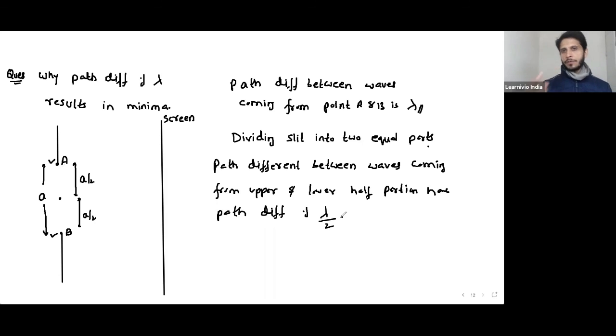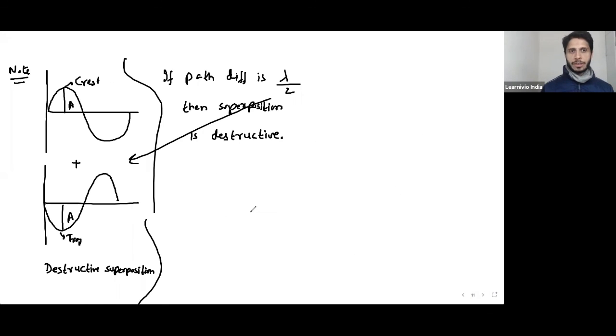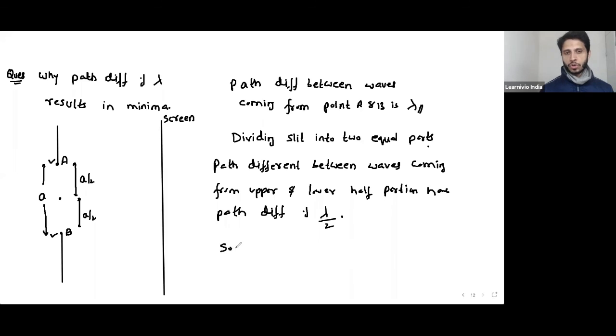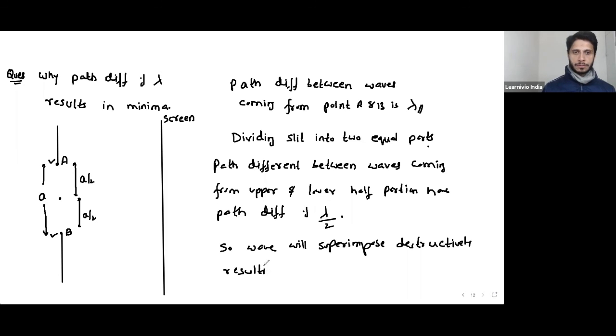Now, if they have a path difference of lambda by 2, we have already seen that they will superimpose destructively. So waves will superimpose destructively, resulting in minimum. So this is the explanation why a path difference of lambda results in a minimum.